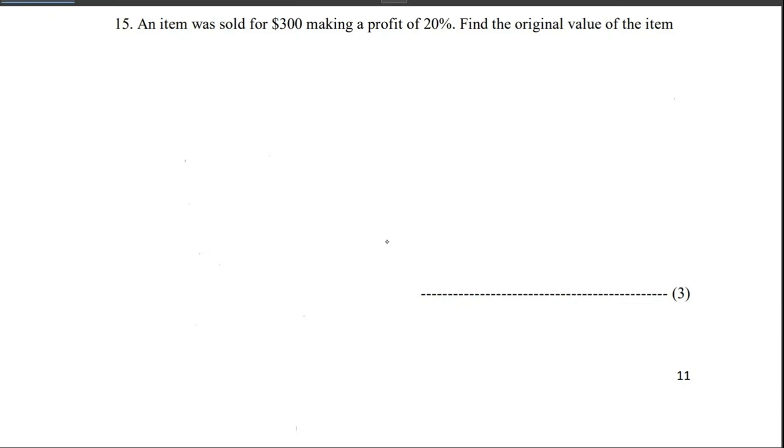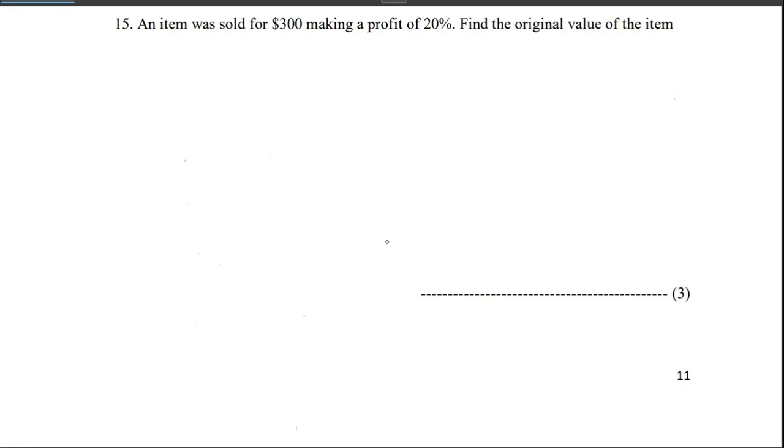Okay. First of all, let us check. An item was sold for $300, making a profit of 20%. Find the original value of the item. In the question itself, they're asking for the original value. So it is clear that it's a reverse percentage question. But even if it's not directly said, we can identify. Let's see how.